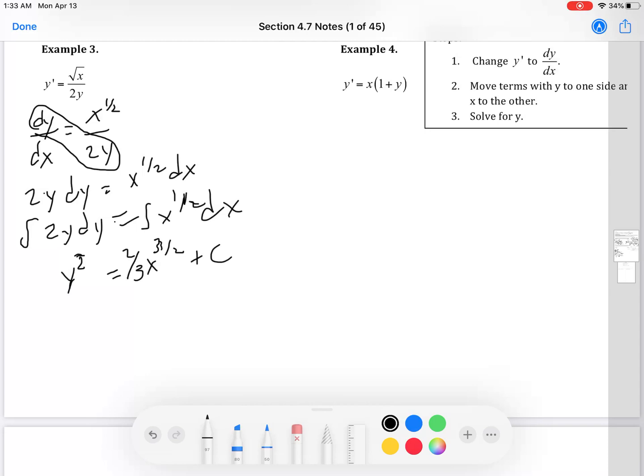And now we have y squared. It's just asking for, what is y? So we have to solve for y. If we want y instead of y squared, we could just take the square root.